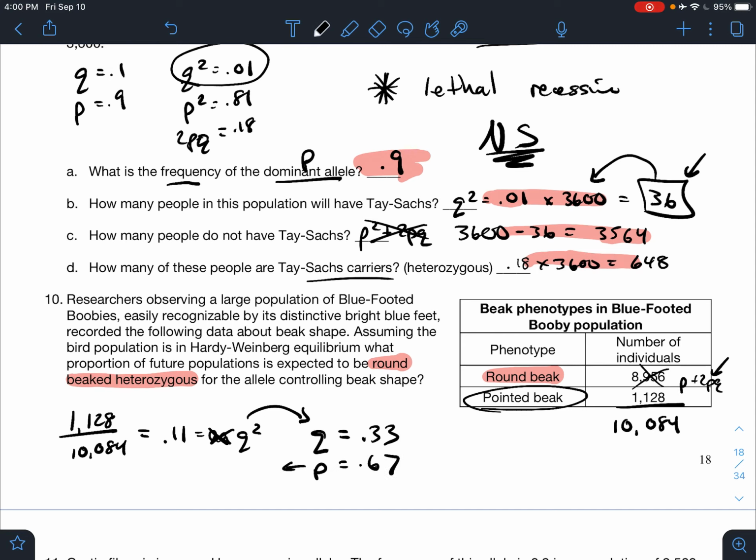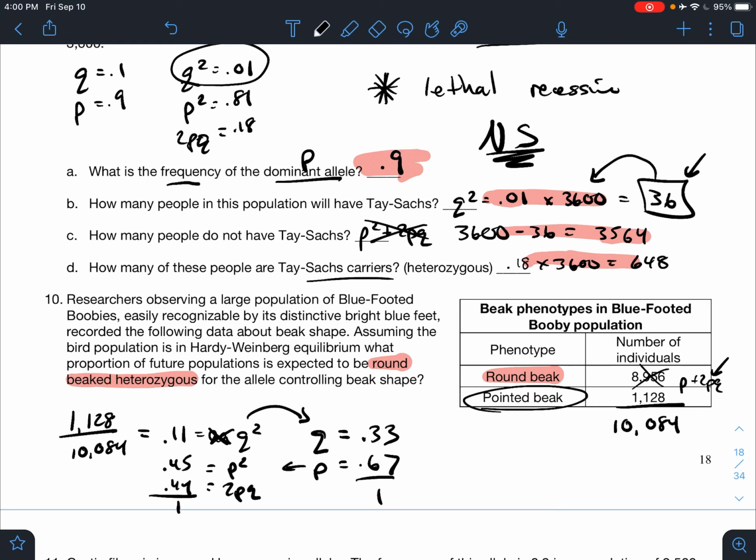Now we work back. We have our P squared. So 0.67 times 0.67 is 0.45. And our 2PQ is going to be 0.44. We add those up, we equal 1. Yep, everything's good. What the heck's the question?